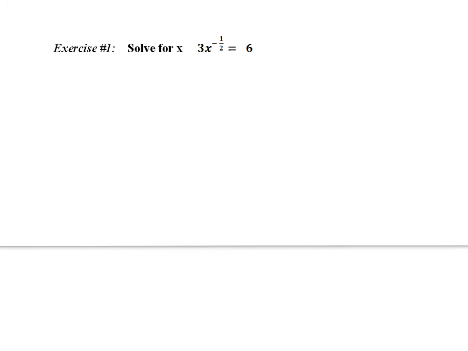For our first exercise, let's solve the equation 3x to the negative 1/2 is equal to 6. Remember, our goal is to find the value of x that will make both sides of the equation equal to each other. I see a variable x, and the exponent on that variable is negative 1/2. The 3 in front is the coefficient. I want to eliminate that coefficient, so I'll divide both sides of the equation by 3. That gives me x to the negative 1/2 is equal to 2.